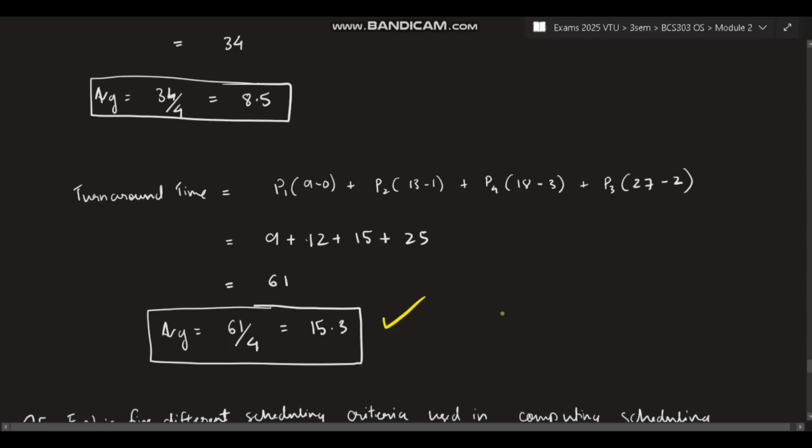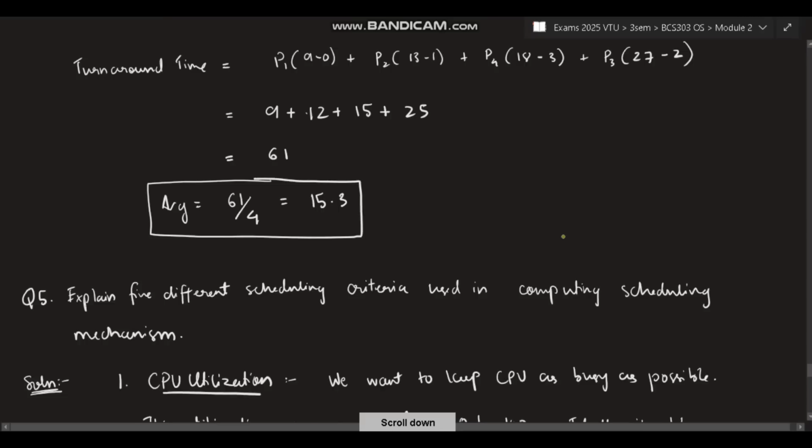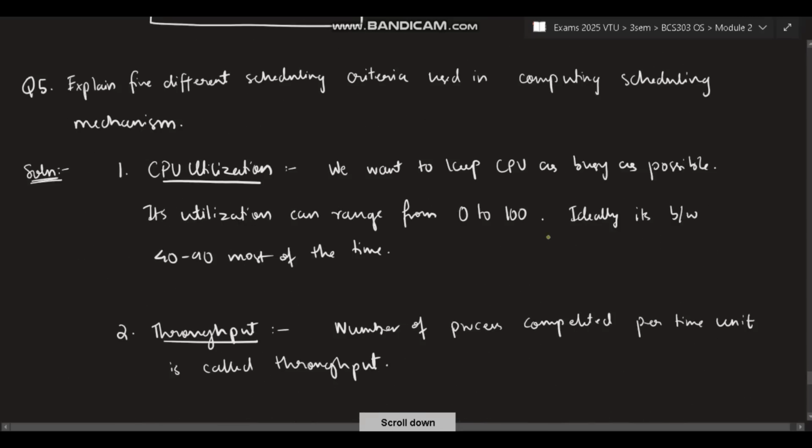Okay, turnaround time. So this is a very important question. Make sure you don't miss this one. It is present in almost all the previous year papers as well as the model paper. Okay, moving on to the last question, we have to explain 5 different scheduling criteria. Based on what criteria we do the scheduling used in computing scheduling methods.